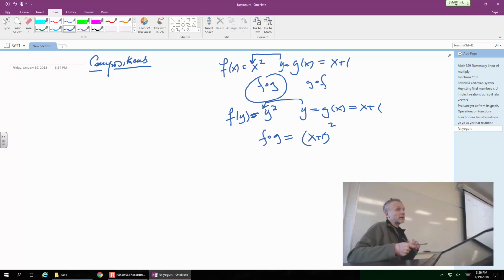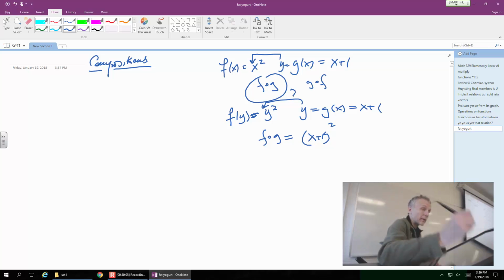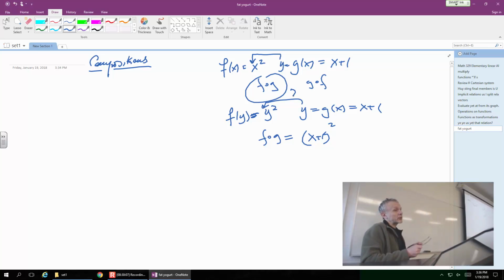The point I was making is that you can go f composition g or g composition f. It is not necessarily the same thing. Can you think of an example?